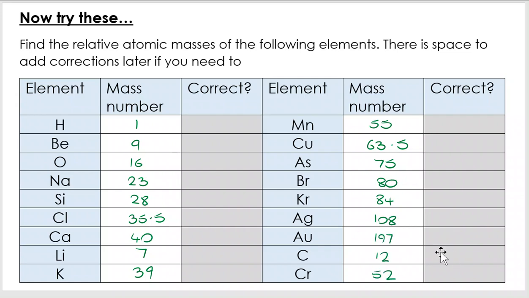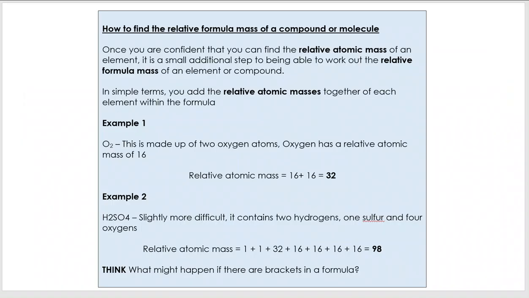And to finish off the table, 197, 12 and 52. So that would be a very straightforward question, and it's unlikely you would get it. But we can build on that. Let's now have a look at calculating relative formula mass of a compound.